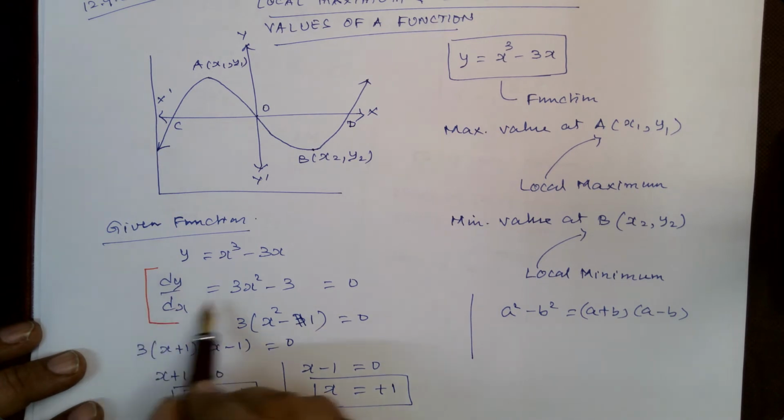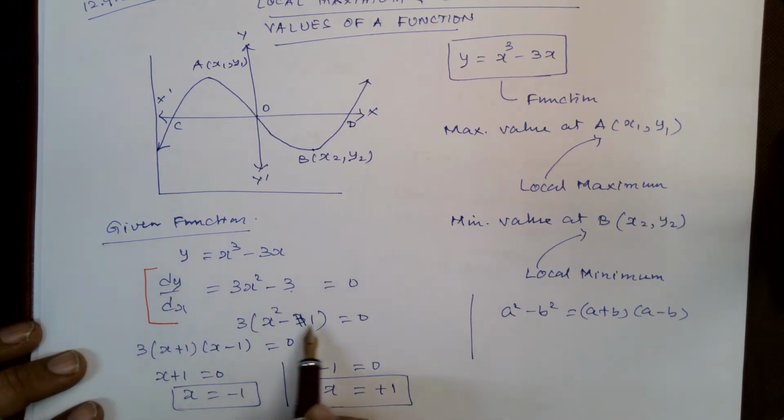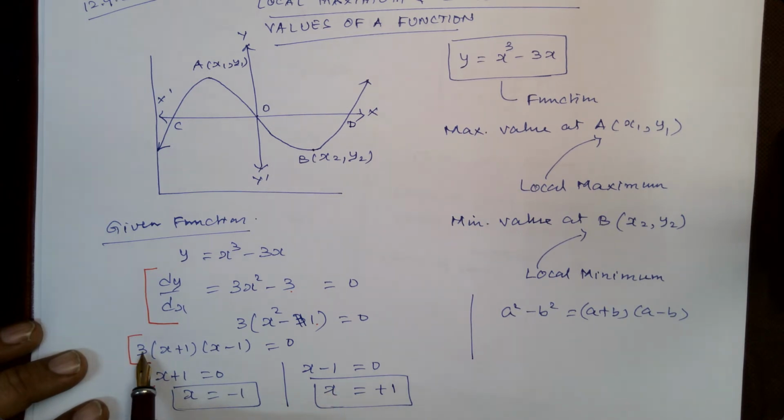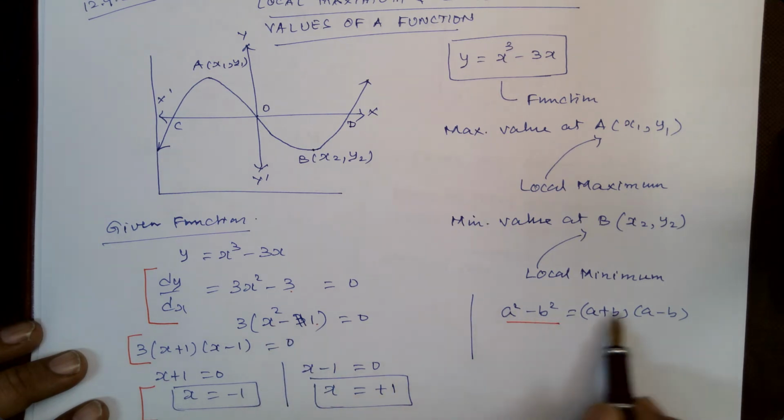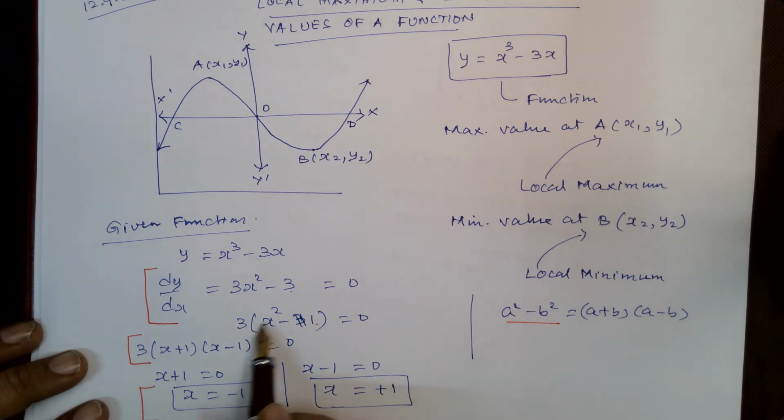So when you differentiate, you get this, make it equal to 0 and factorize it. Once you factorize it, you can find out the values of x. In this case, x squared minus 1. So we can apply the a squared minus b squared formula, that is a plus b into a minus b. So here x squared minus 1 is nothing but x plus 1 into x minus 1 into 3.